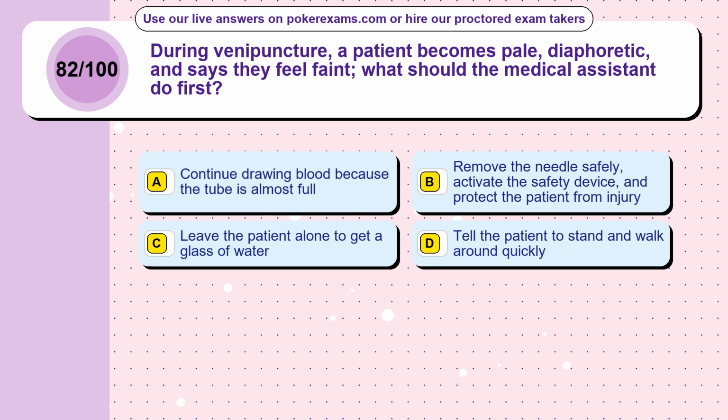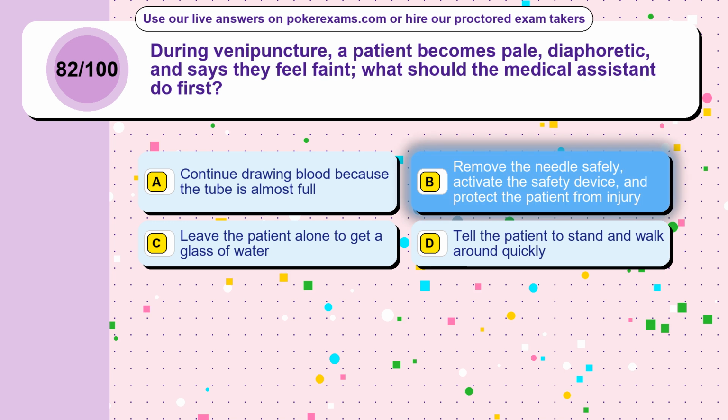Option A. Continue drawing blood because the tube is almost full. Option B. Remove the needle safely, activate the safety device, and protect the patient from injury. Option C. Leave the patient alone to get a glass of water. Option D. Tell the patient to stand and walk around quickly. The correct answer is option B. Remove the needle safely, activate the safety device, and protect the patient from injury.